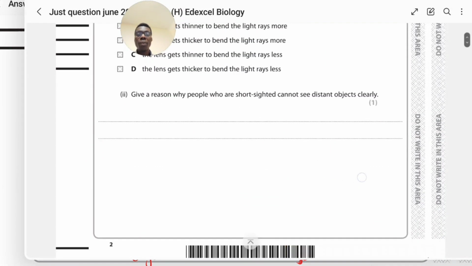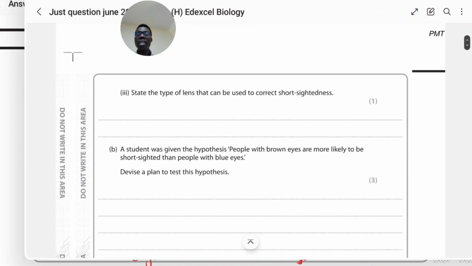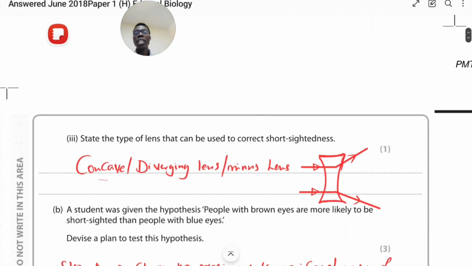So we've given the reason, of which we gave 3 reasons. The next thing on the screen here says, state the lens that can be used to correct short-sightedness. So let's see the answer right here. So if somebody is having short-sightedness, what do they need to use? You need to use a concave or divergent lens, because the ray of light converges prematurely. So they need a lens that will spread it out. So this is a divergent lens. That you can see. This is the diagram of what it looks like, and this is what divergent means: to bend out.